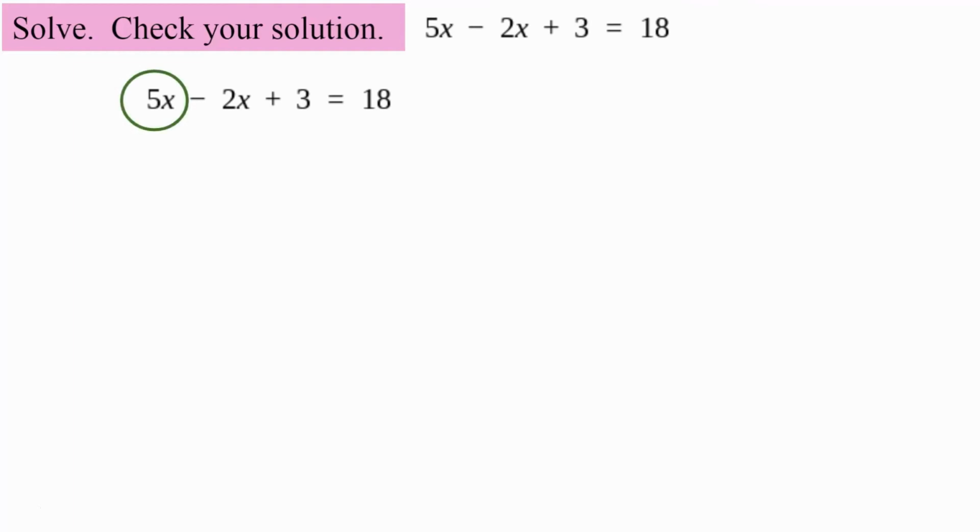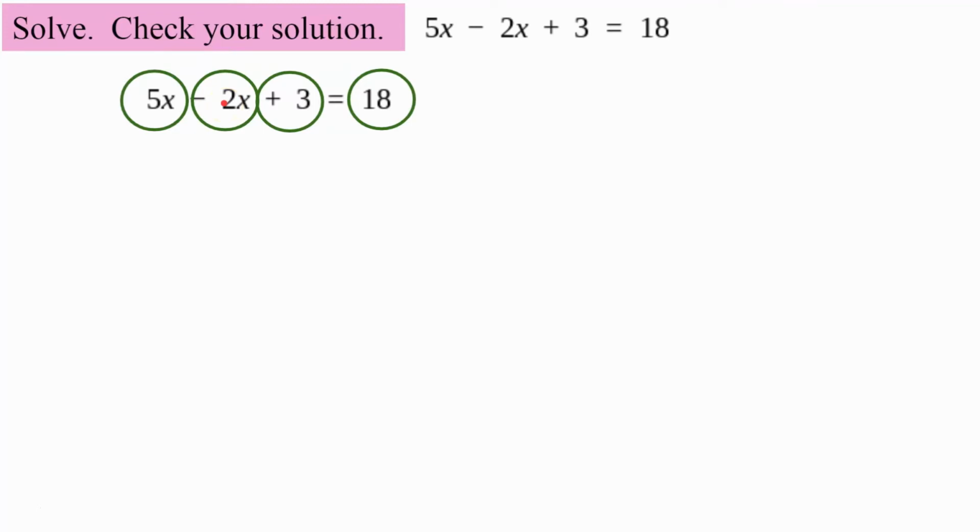Next thing we're going to do is evaluate the equation. I'm going to circle for you each term. So 5x is a term, negative 2x, 3, and 18. So a couple things to note. One, notice that I also circled the sign, the operation that comes before the term. That tells you whether or not the term is positive or negative.